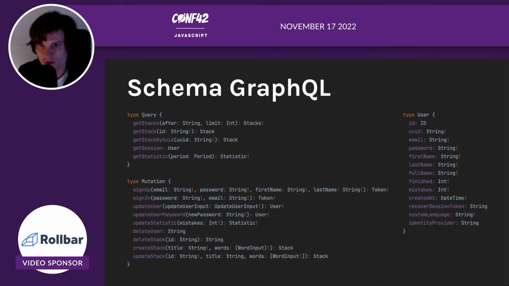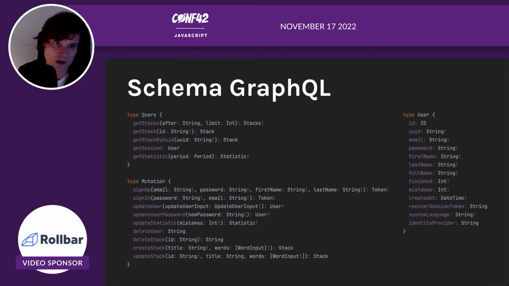What does the GraphQL schema look like? I think for most of you it's pretty familiar. It's just types where we describe our queries, mutations, as I said before. Subscriptions could be possible as well. And types of what we're expecting from our queries or mutations.